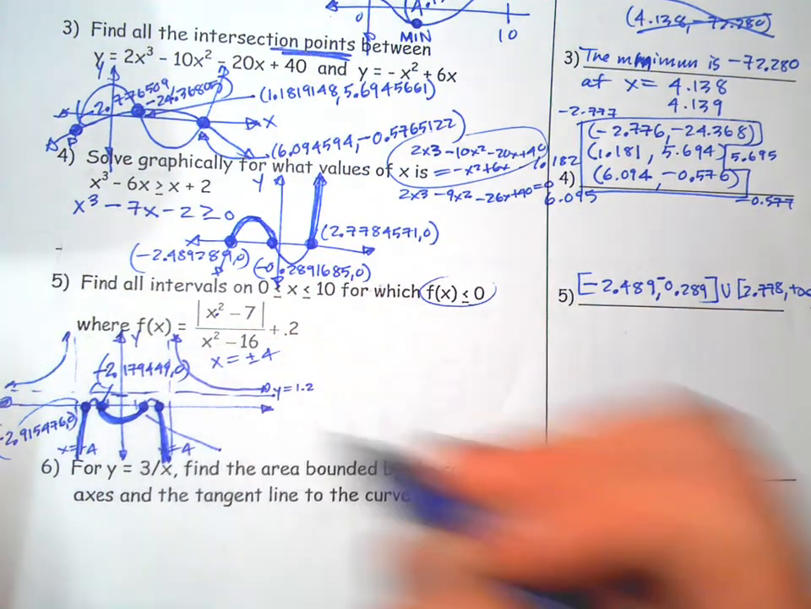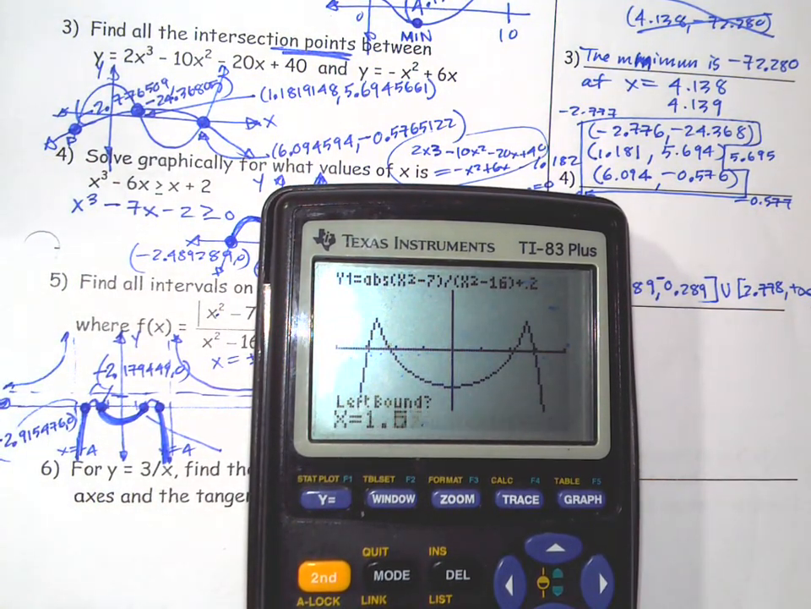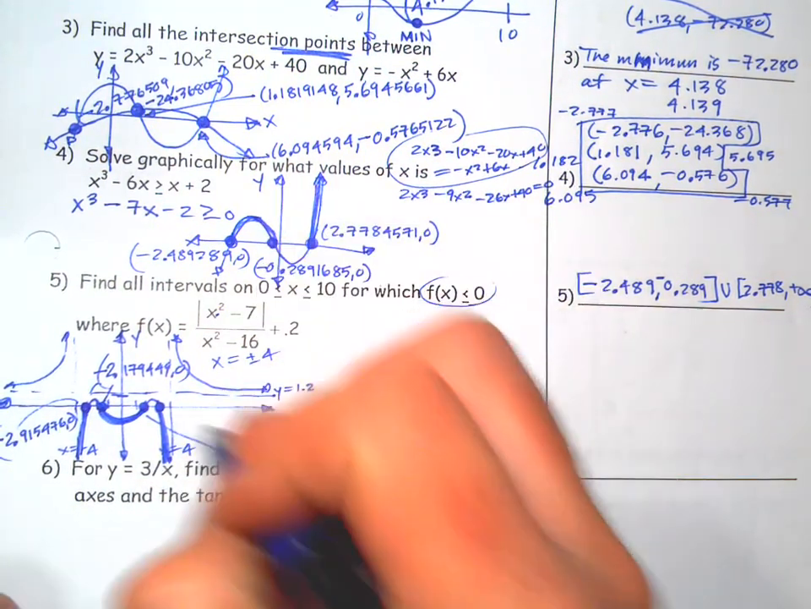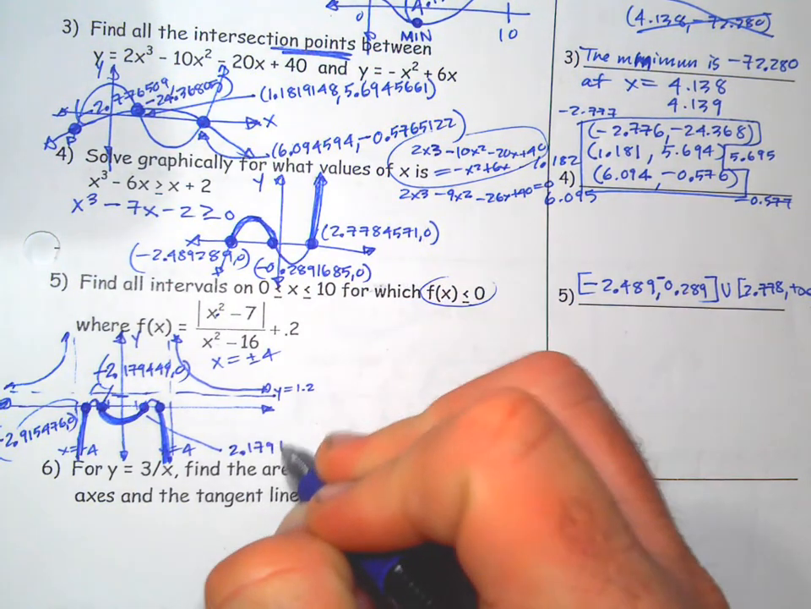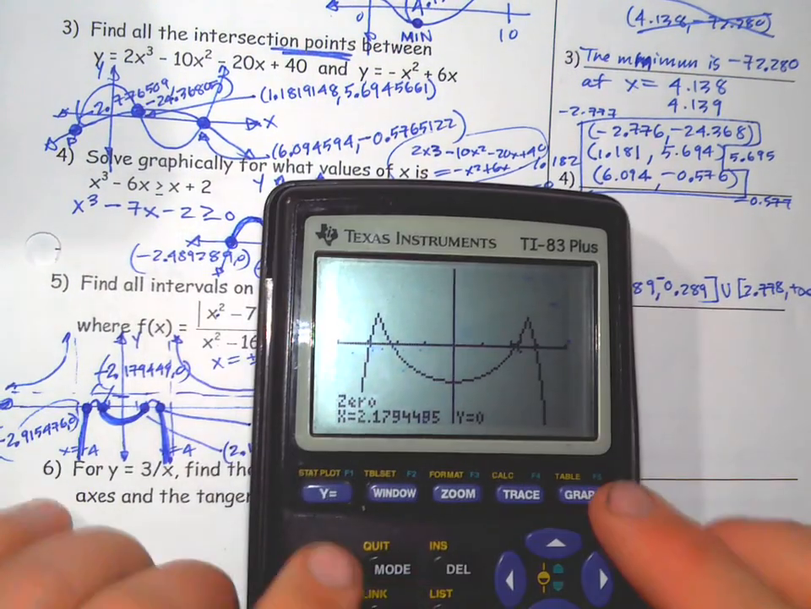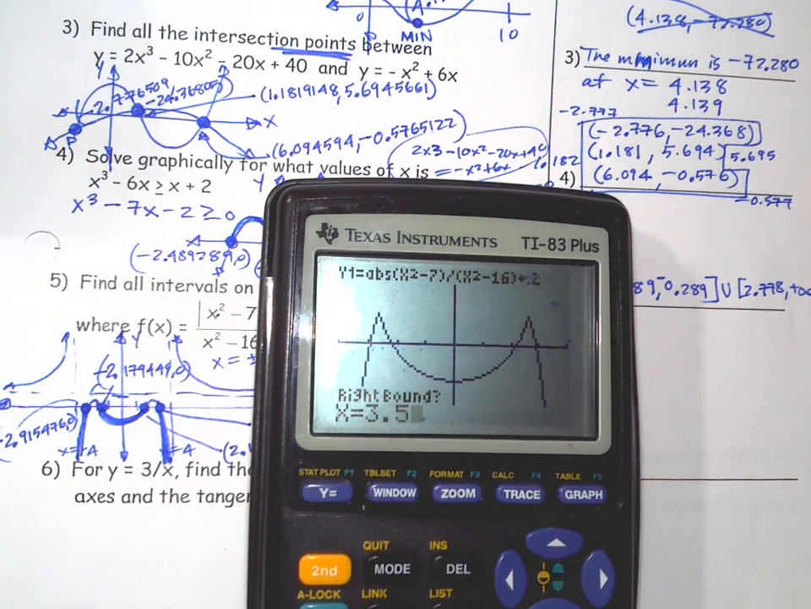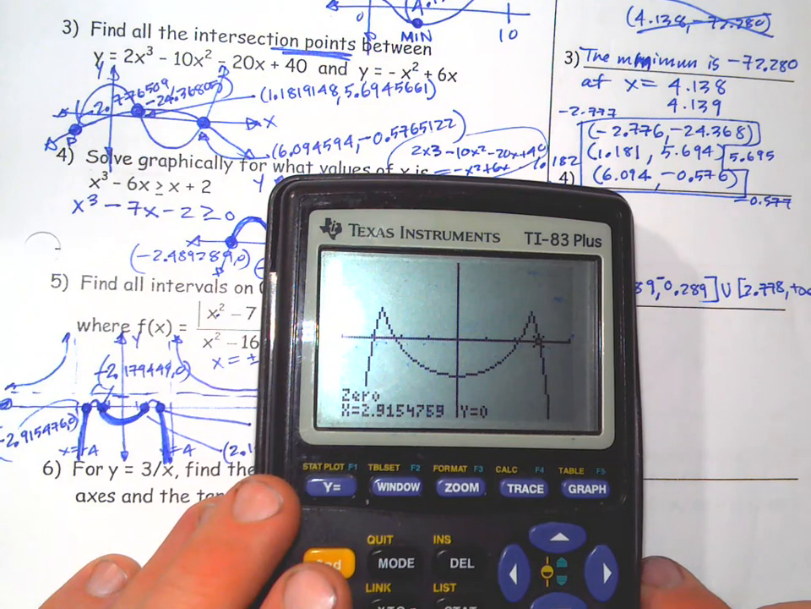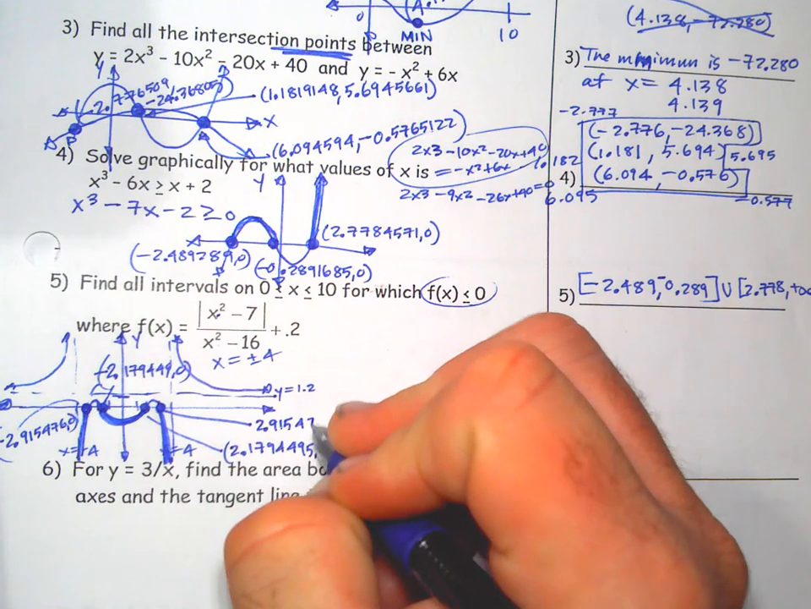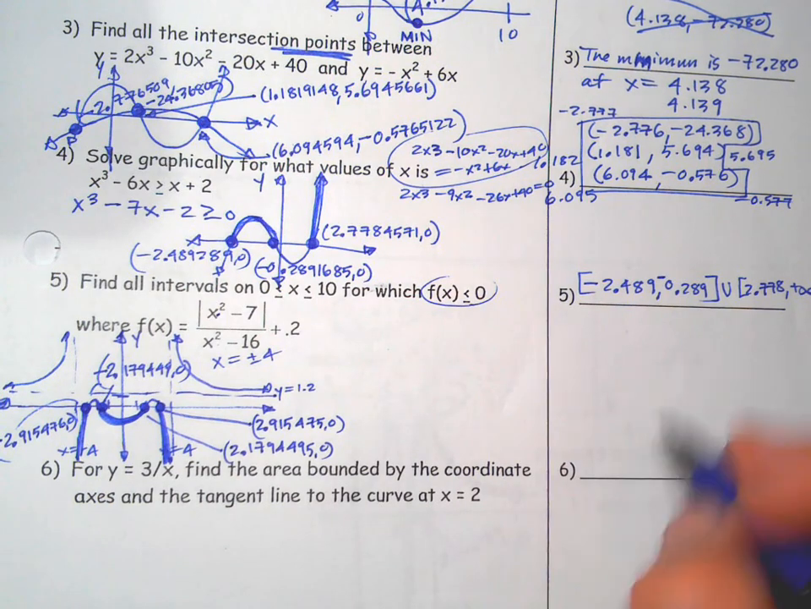And then this guy, second calc, 0. It looks like it's around 2, so I'm going to say 1.5 to 2.5, guess 2. 2.179449, 0. And then that one, second calc, 0. It looks like it's around 3, so I'm going to say 2.5 to 3.5, guess 3. And it is 2.915475, 0.